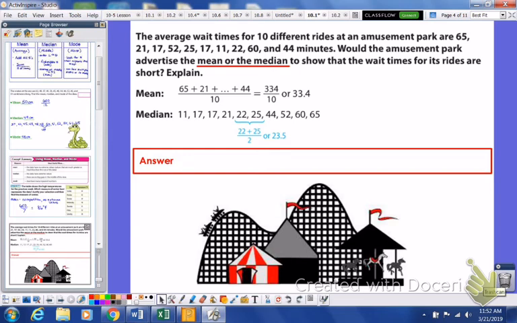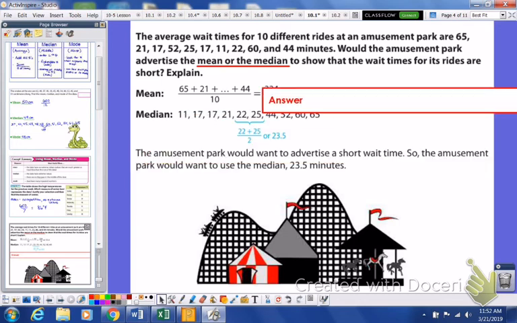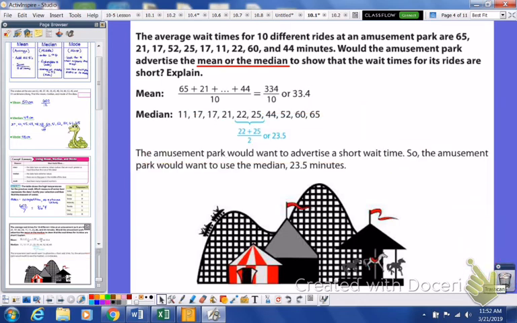Which one will the amusement park want to advertise in order to get more customers? Well, nobody likes to wait in line. The median is showing about 10 minutes shorter than the mean. So the amusement park would want to advertise a short wait time, so the amusement park would want to use the median, which is 23.5 minutes.